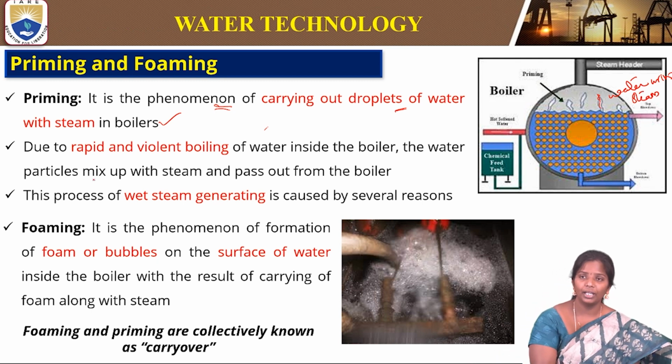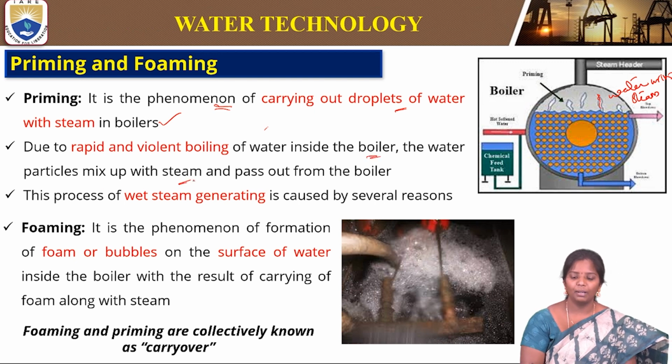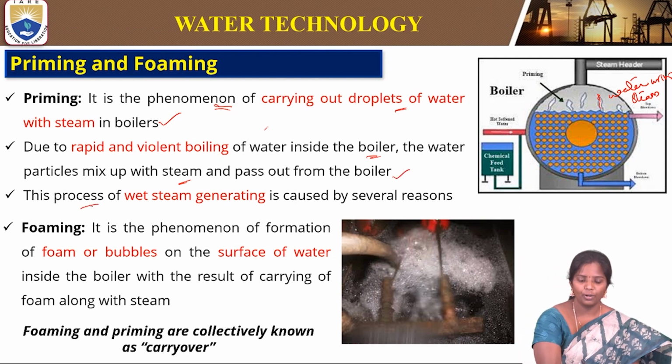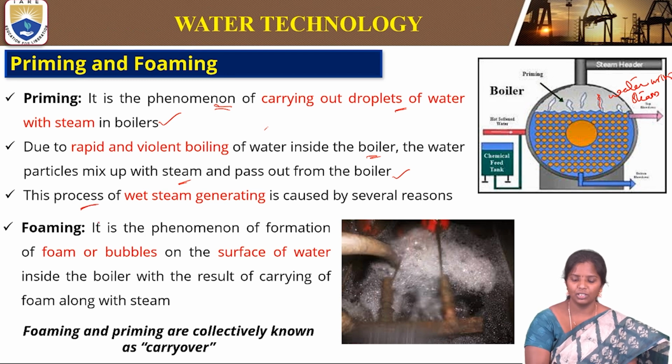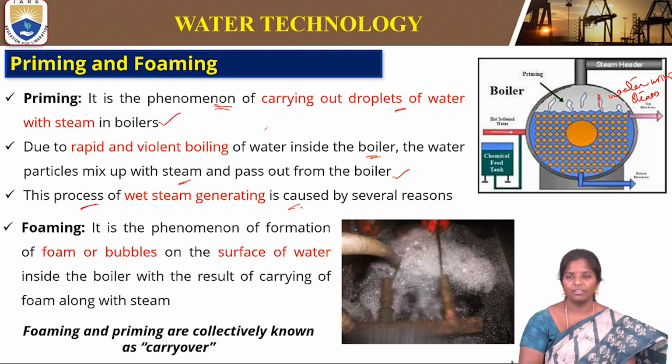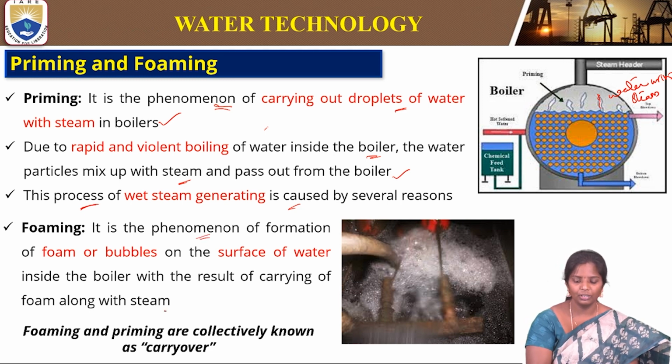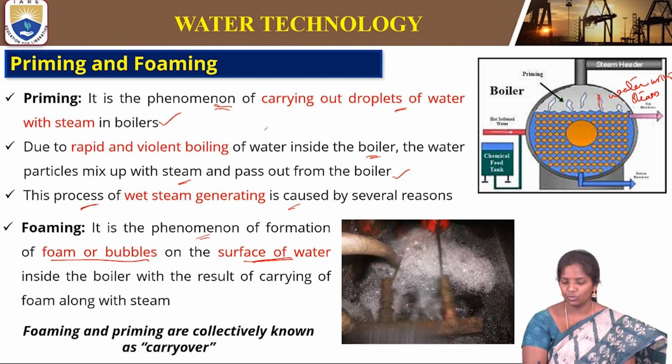Due to rapid boiling of water inside the boiler, the water particles mix up with the steam and pass out from the boiler. So this water will go along with the steam. This process is called wet steam generation, and is caused by several reasons. One reason is the hardness of water, and the other one is foaming. It is a phenomenon of formation of foam or bubbles on the surface of water.